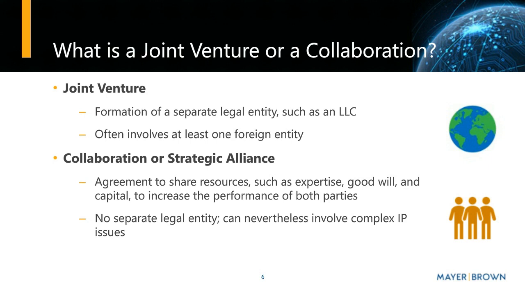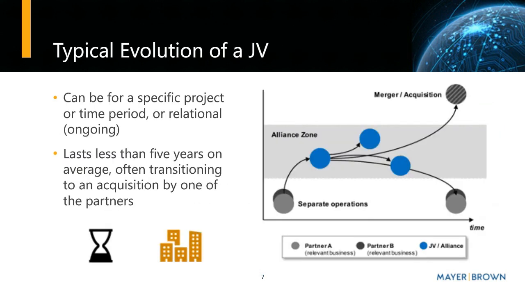The instrument that governs a contractual JV arrangement can take various forms and titles. It may be called a joint development agreement or collaboration agreement. Today in this webinar, when we refer to a JV, we mean both a JV entity and a contractual JV. A JV can be for a specific project or for a specific time period.